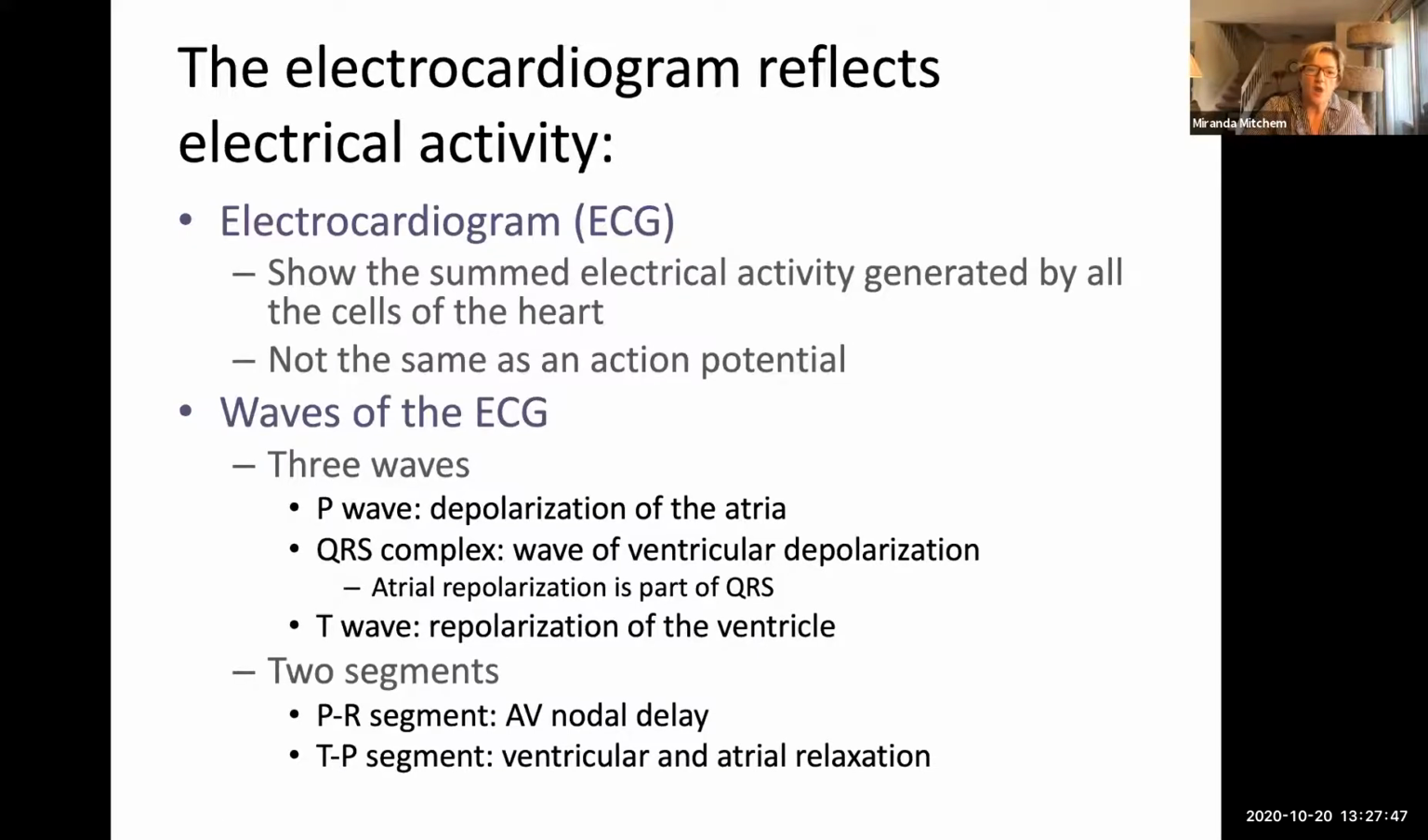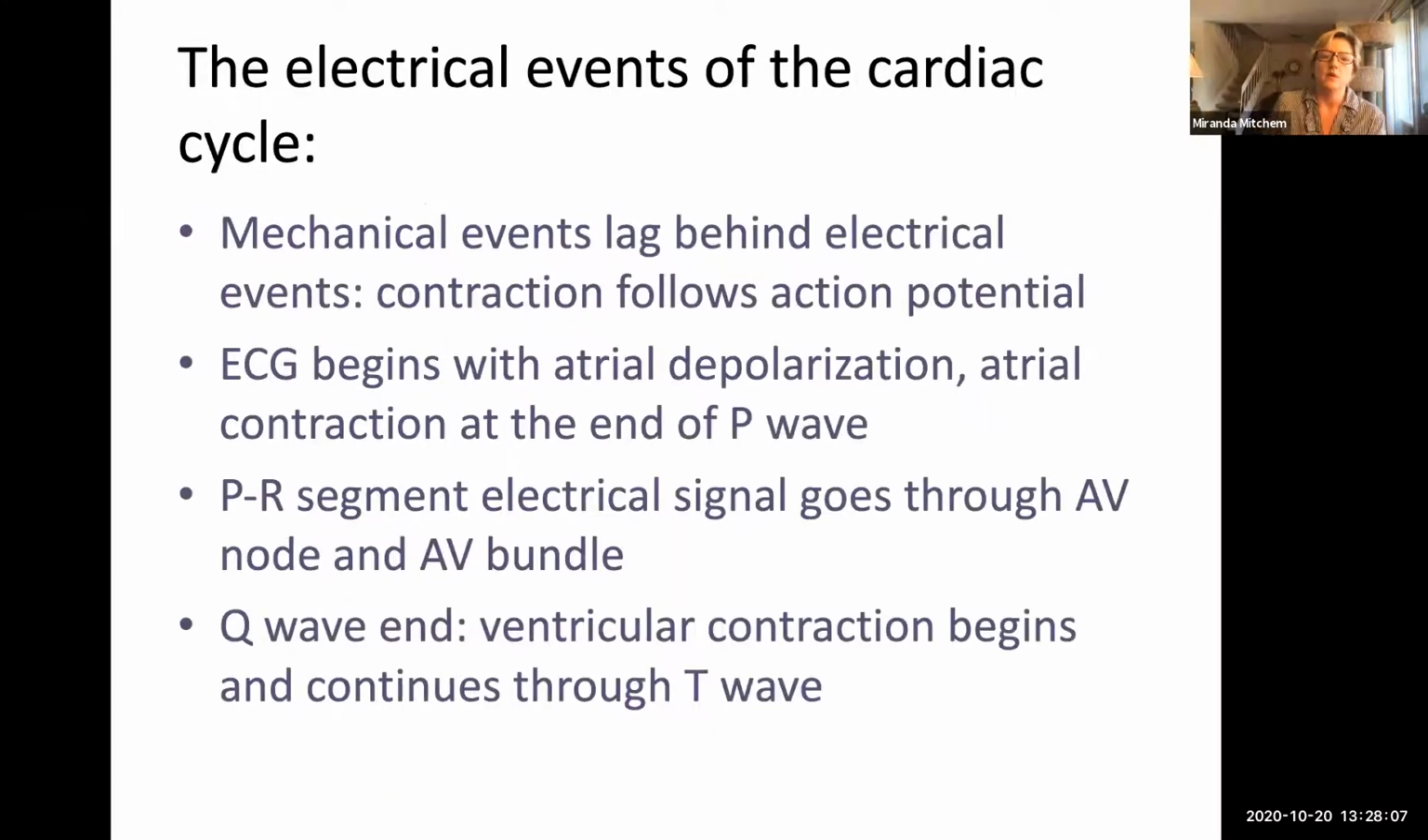The segments are the main segments. We have the PR segment, and this is a way to look at what would be called the AV node delay, where the TP segment allows us to look at the ventricular relaxation as well as the atrial relaxation. Why? Let's look. Okay, so of course, the action potential of the pacers comes first, and then we get the contractile steps that come next.